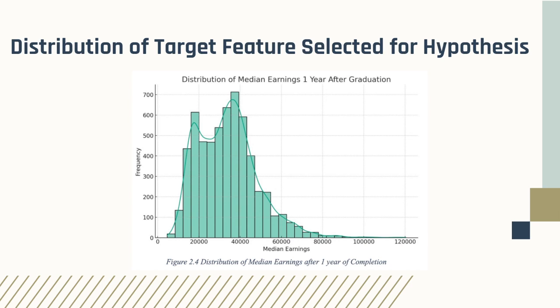Moving on to this plot, this is a distribution of median earnings after 1 year of completion, and over here we can see that it is not exactly normally distributed. This shows that typical median earning is around 40,000 US dollars.